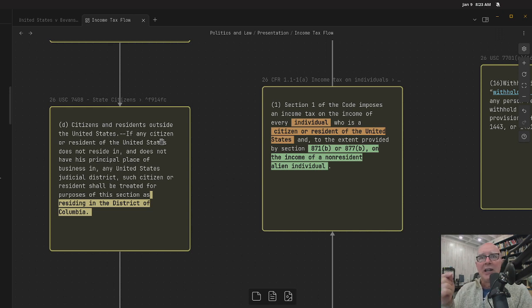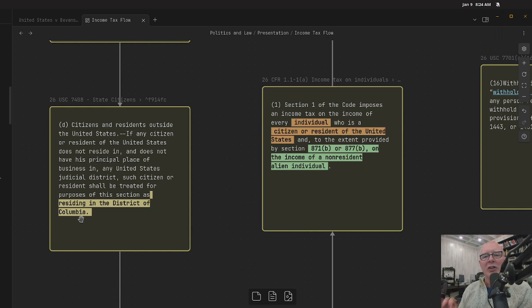And so the classification here is that you have to be a citizen or resident of the United States and does not reside in. Now, this is kind of a typical government definition because it makes no sense whatsoever. It says citizens and residents outside the United States. If any citizen or resident of the United States does not reside in the United States, well, how could you be a resident of the United States if you don't reside there? And does not have his principal place of business in any United States judicial district, such citizen or resident shall be treated for the purposes of this section as residing in the District of Columbia. Now, here is the interesting thing to note about this.